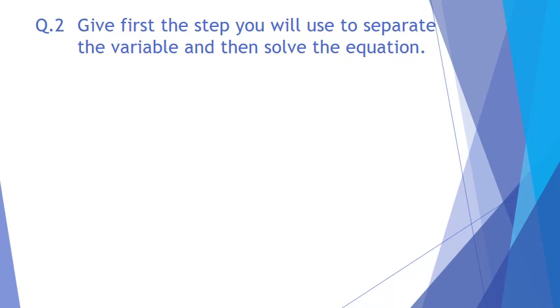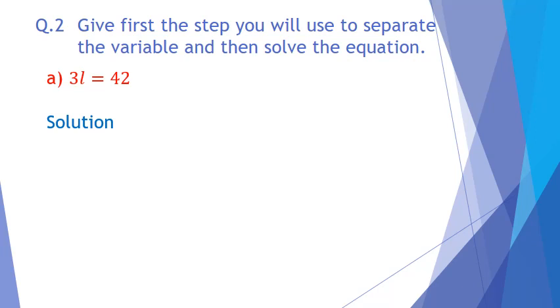Next, question 2. Give first the step you will use to separate the variable and then solve the equation. Just like question number 1, in that we are separating the variable with the operations addition and subtraction. Here we are dealing with multiplication and division, then how to separate the variable.